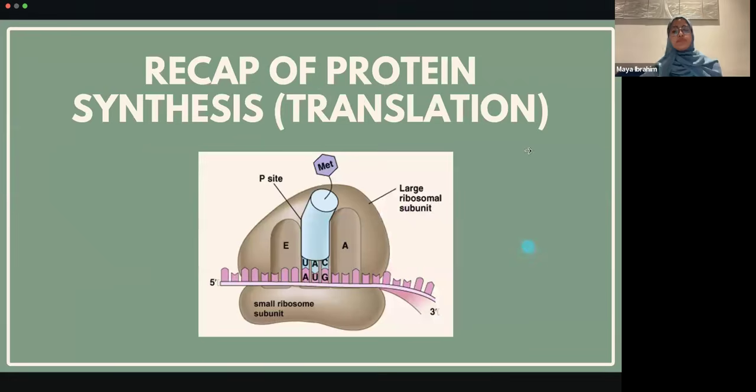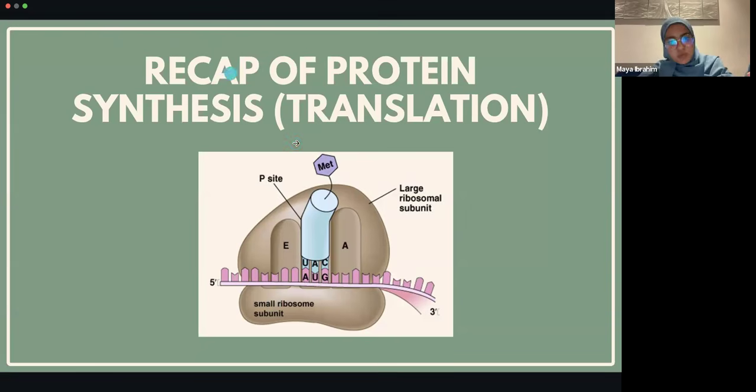Now, a recap of protein synthesis, translation. First, we start with initiation. Initiation is where the mRNA binds to the 30S ribosome, the smaller portion. Then the initiator tRNA pairs with its anticodon at the start codon, AUG, at the P site. This is the P site, A site, and E site. Then the 50S subunit joins to complete the whole ribosome.